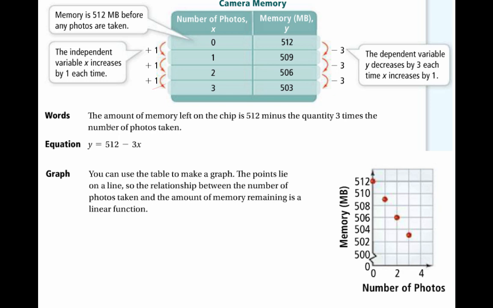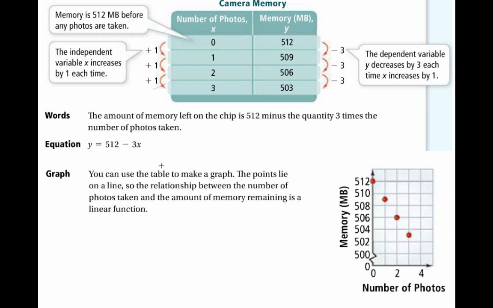We're taking 512, and then every time we take a photo, the amount of memory is being reduced. So this is a subtraction situation, okay? So the equation would be y equals 512 minus 3x. Again, 512 is the constant. Okay, there's 512 megabytes of memory on the card. And then from there, we're going to reduce every time we take a photo.